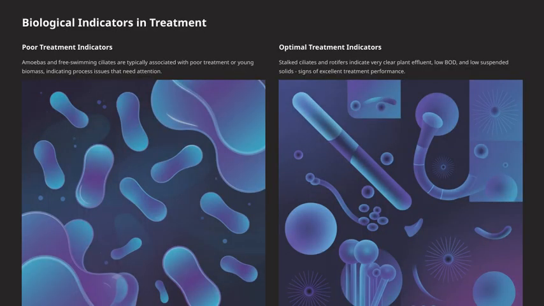Now, let's talk about biological indicators in treatment. When we see amoebas and free-swimming ciliates, those are usually signs of poor treatment or that the biomass is still young. This often means there are process issues that need our attention. On the other hand, when we observe stalked ciliates and rotifers, that's a very good sign. It indicates that the plant effluent is very clear, with low BOD and low suspended solids. Essentially, these are signs of excellent treatment performance. Recognizing these indicators helps us understand how well the process is functioning and whether adjustments are needed to optimize treatment.